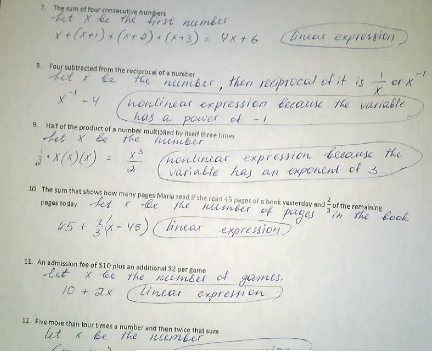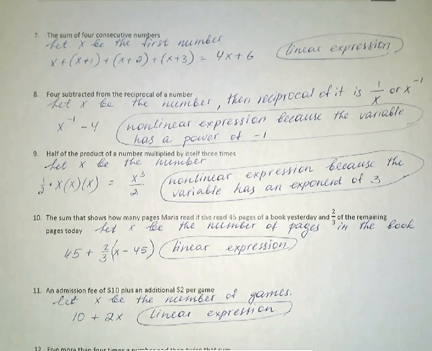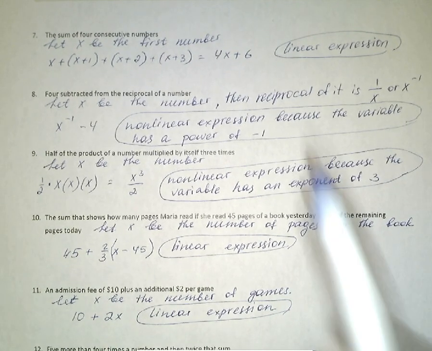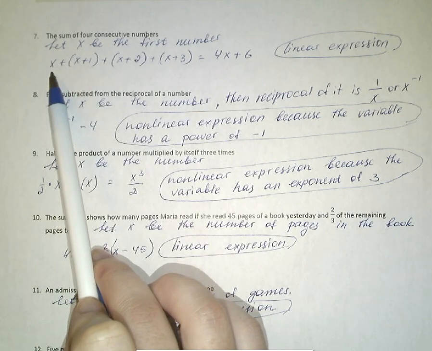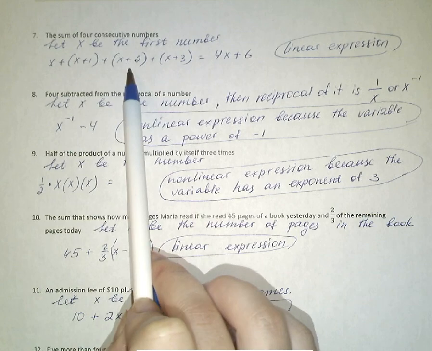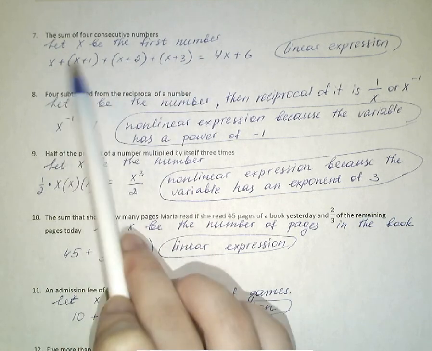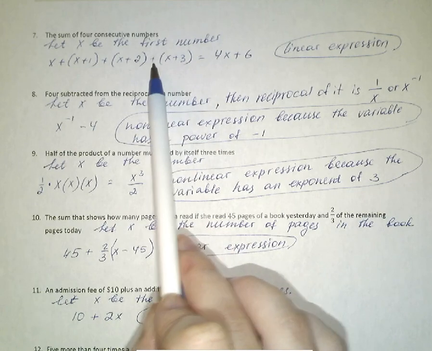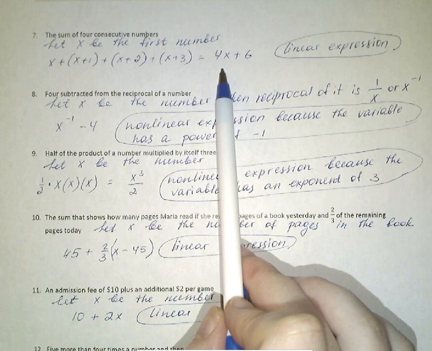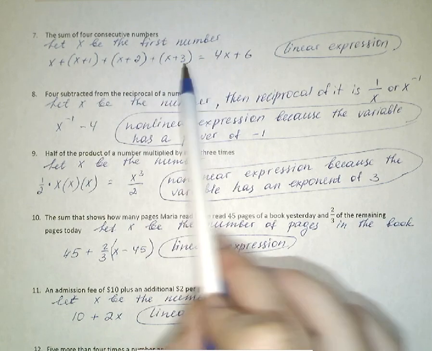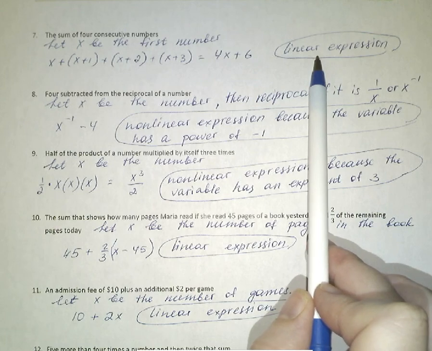Okay, next one, the sum of four consecutive numbers. So a first number is an x, second consecutive will be x plus 1, then x plus 2, then x plus 3. When you simplify them all, because you have plus signs in between everywhere, so you combine all the x's, you get 4x, and you combine all the constants and you will get 6. 4x plus 6 is a linear expression.